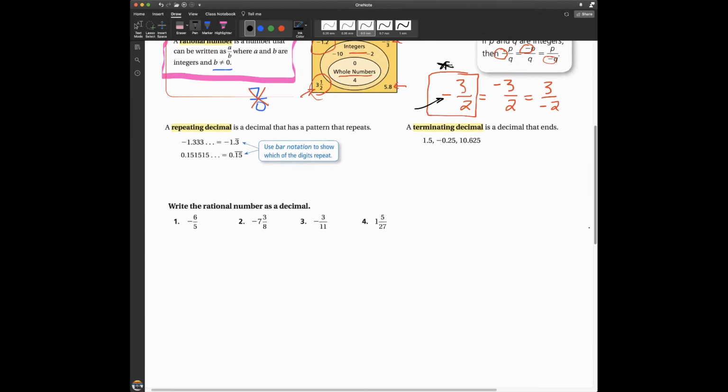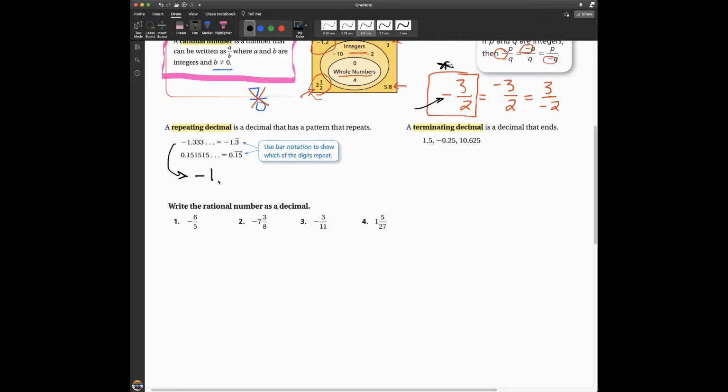Repeating decimal is what it sounds like. It's a decimal that repeats. So negative 1.33, and the 3 dots would mean 3 forever. What we do is we write a little bar over the number that's going to repeat. Let me erase that so you can see it. So that bar is written over the number that is repeating.